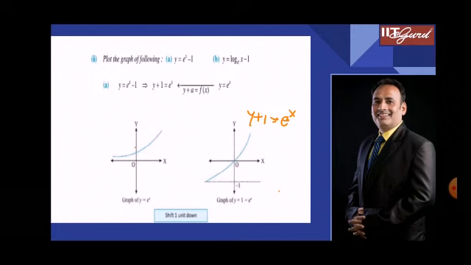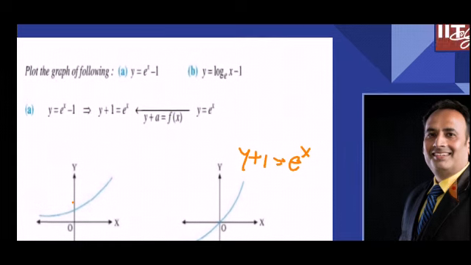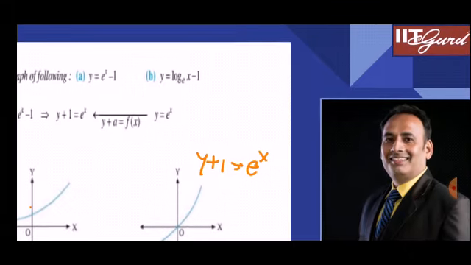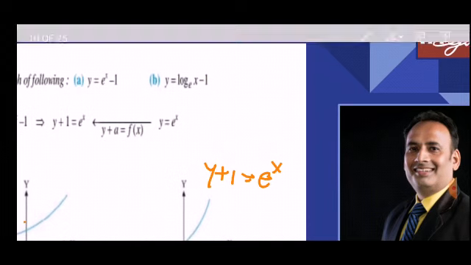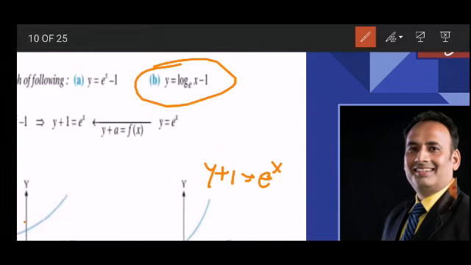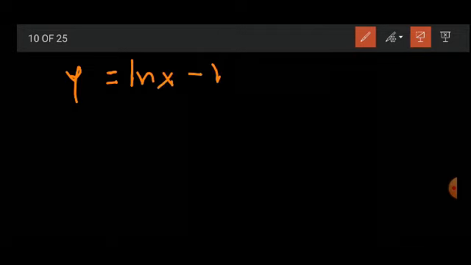One more question we have to follow: y equal to log x base e minus 1. How to graph this? Let's see. Log x to the base e means ln x, so y equal to ln x minus 1. So let's see here. We are interested in drawing y equal to ln x minus 1.